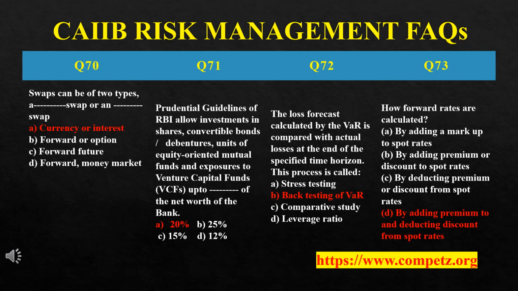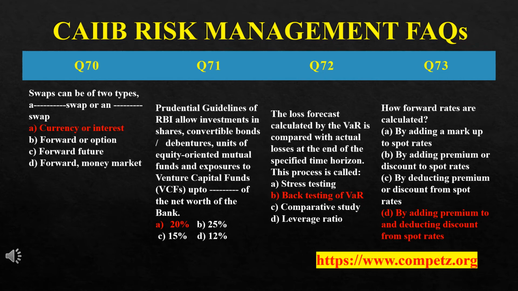The loss forecast calculated by the VaR is compared with actual losses at the end of the specified time horizon. I would repeat once again, this is also an important question. Mark this as important. Whatever loss forecast is calculated by the VaR is compared with the actual loss which has occurred at the end of the specified time horizon.